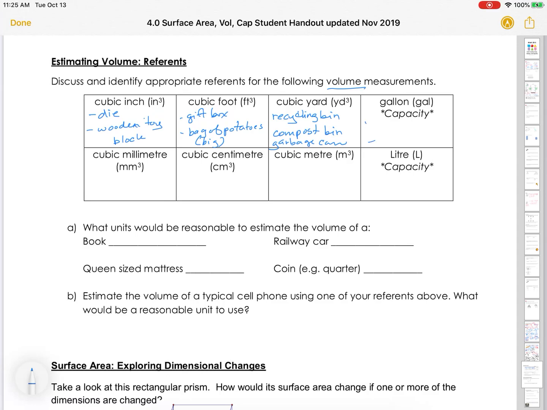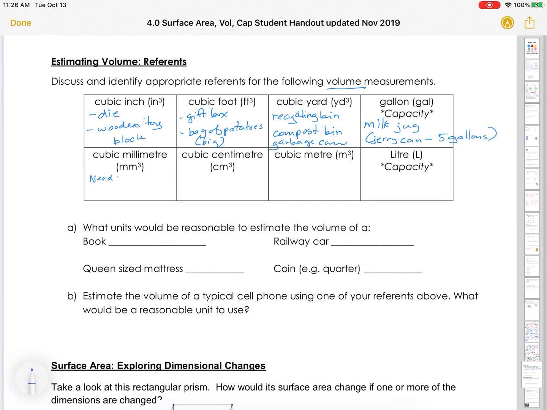Gallon. Now here we're talking capacity. So a gallon, we're probably talking something like a milk jug, right? And now we often talk about gallons in terms of gas as well. But they're usually going to be bigger, like a jerry can is going to be bigger than just 1 gallon. It's usually about 5 gallons. So like a jerry can might be 5 gallons. But a milk jug might give you a good estimate.